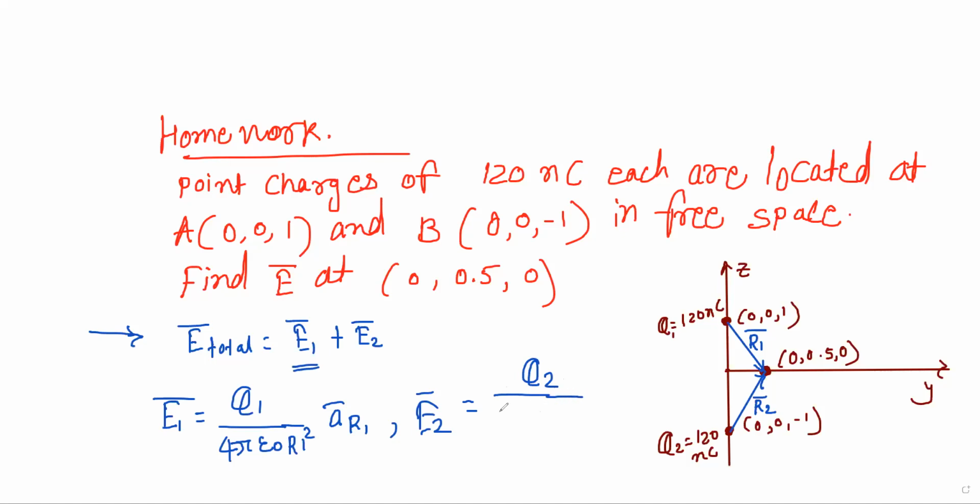E2 bar is equal to Q2 upon 4 pi epsilon naught R2 square, A bar R2. So these are the two equations by which you can find the values of E1 and E2. Finally, you can put the values into this equation and obtain the total electric field intensity at a given point. I hope there will not be any ambiguity or difficulty now.